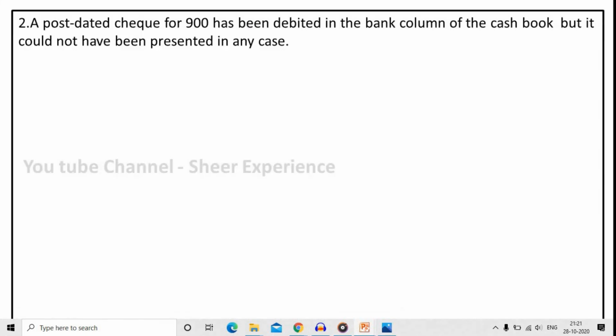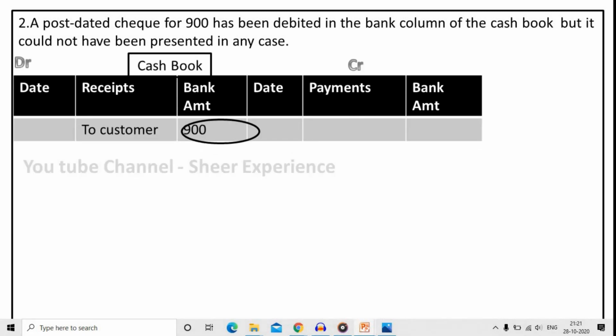A post-dated check for 900 has been debited in the bank column of the cash book, but it could not have been presented in any case. Here it states post-dated check debited in the bank column of the cash book. That means this balance is related to the receipt side of the cash book. Receipt side changes always increase the closing balance of the cash book. So when we receive any amount from the customer, we should mention it on the debit side of the cash book. Even here we have mentioned it on the debit side as to customer and 900 in the bank amount column.